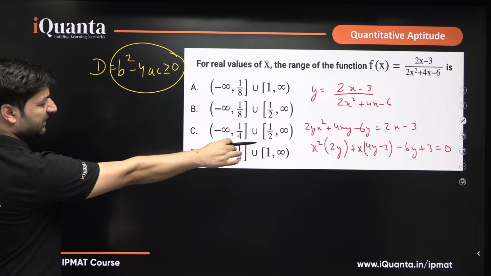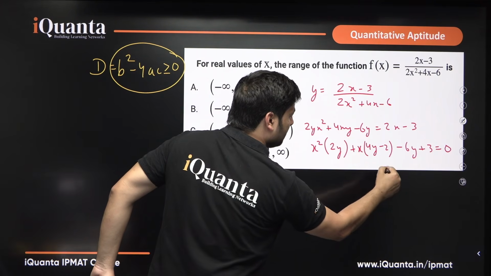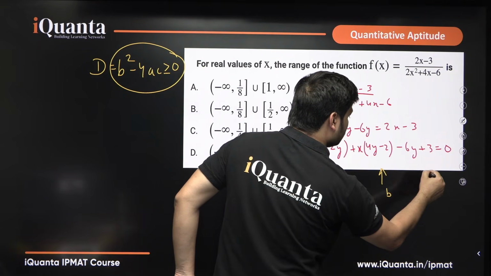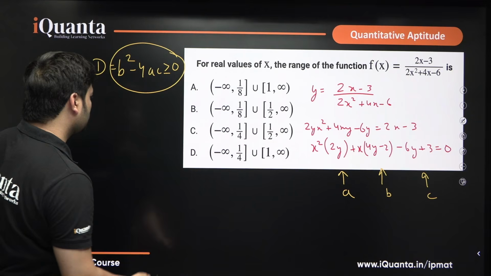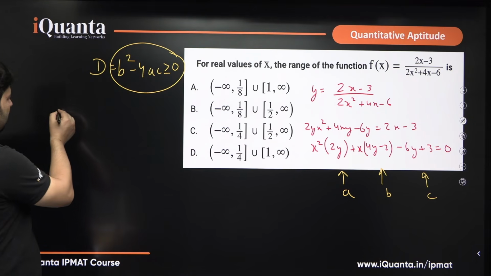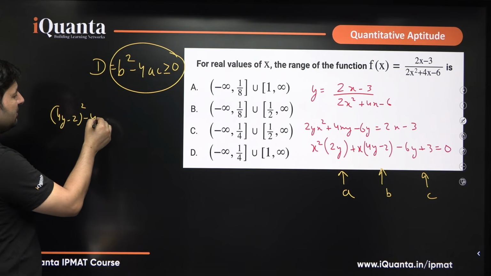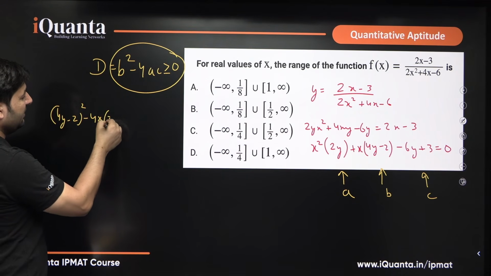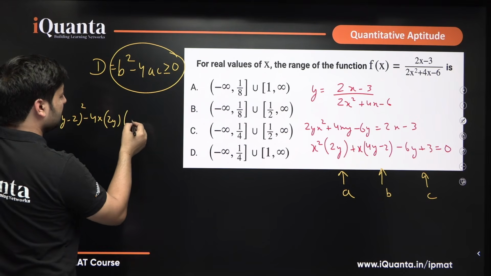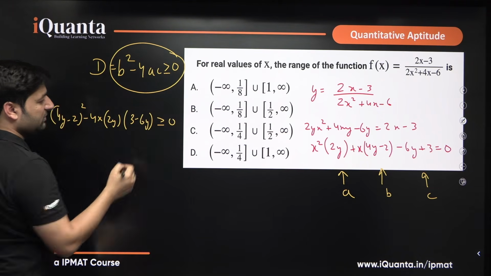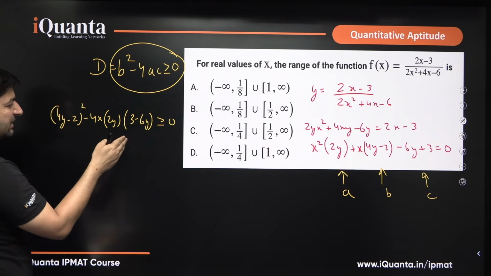I mean, this is b, this coefficient of x square is a, and this last constant term is c, right. Let us do b square minus 4ac. What do you get? B square minus 4, a is 2y, c is 3 minus 6y, right. This is greater than or equal to 0. So, now it basically becomes an inequality that you have to solve.